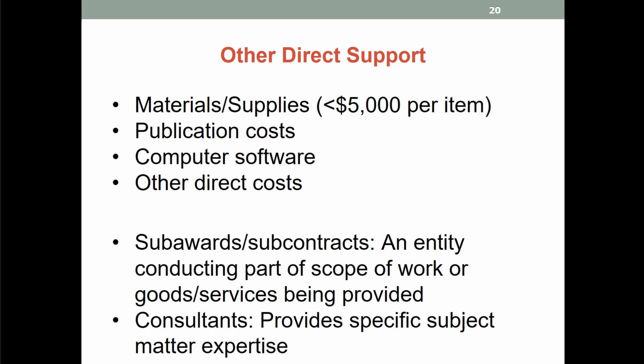The other direct support budget category includes costs that have not already been categorized or itemized. This can include materials, supplies, publication costs, software, vendor services, translation, transcribing, rental fees, as well as other things not already itemized. In addition, subawards and contracts, as well as consultants, will fall under this budget category.